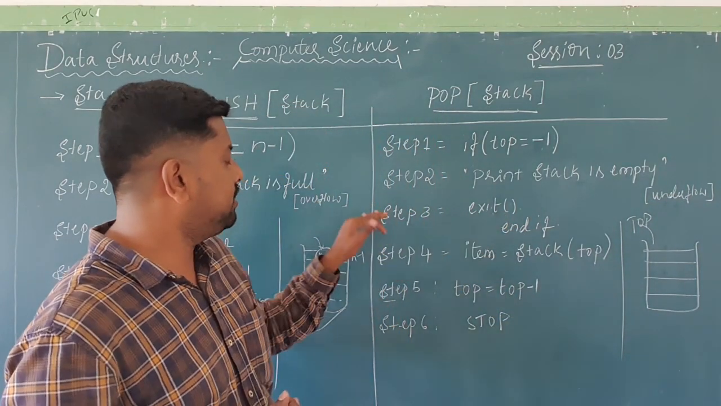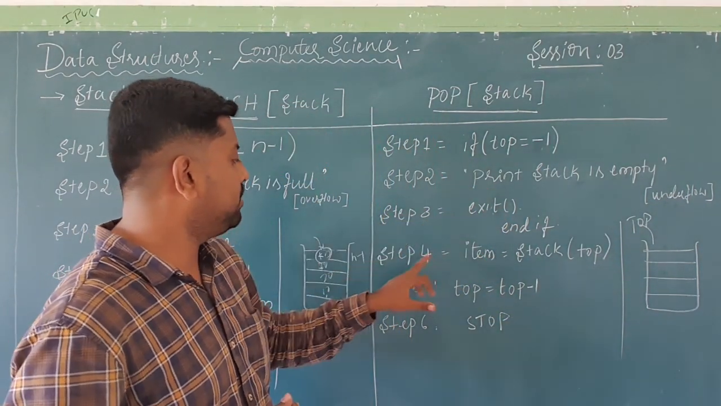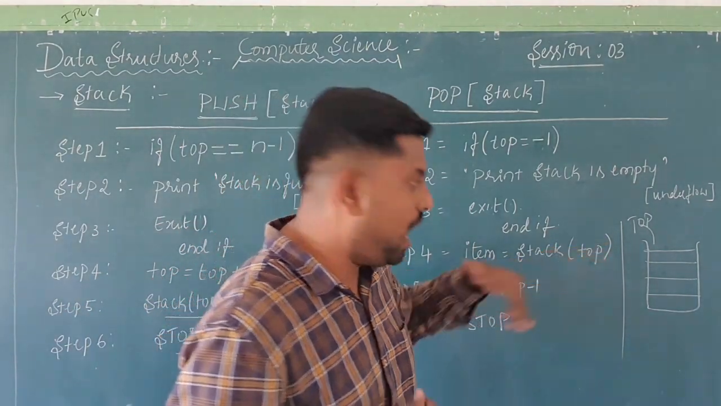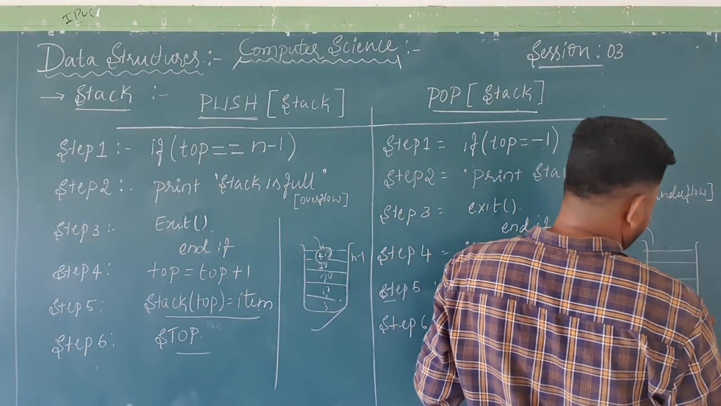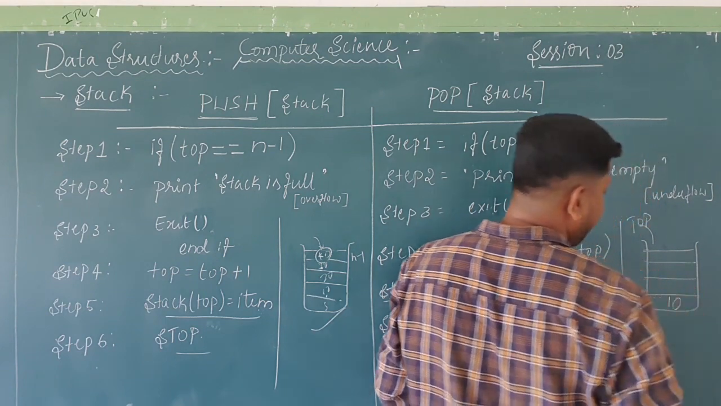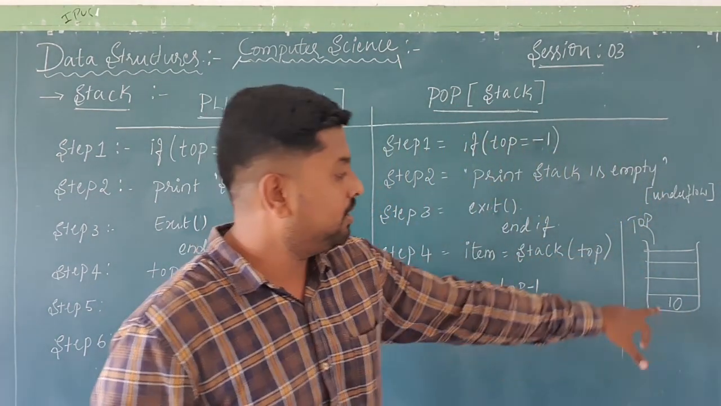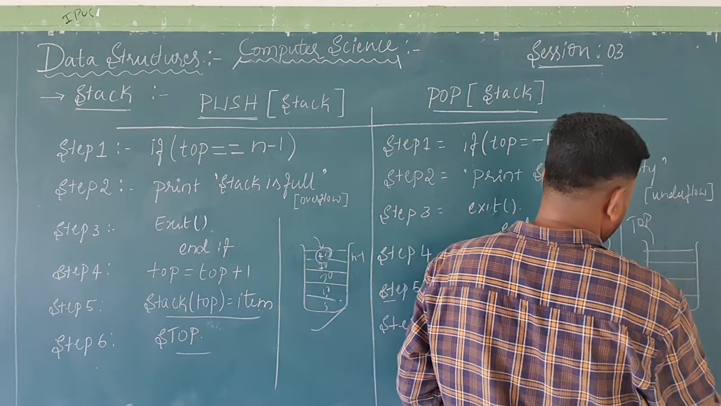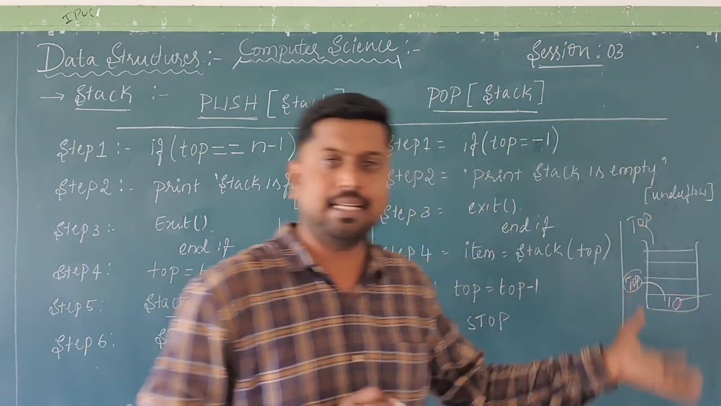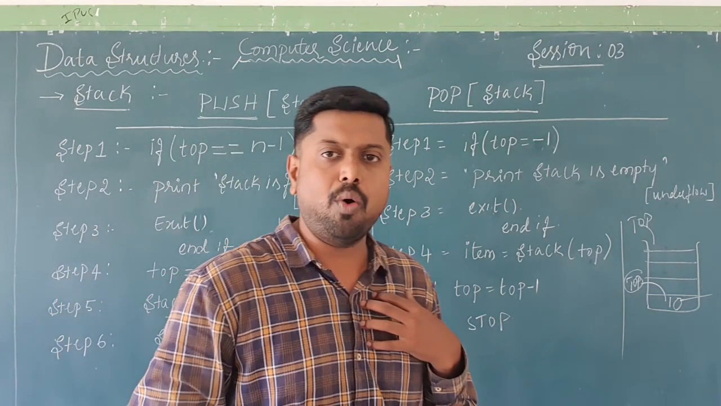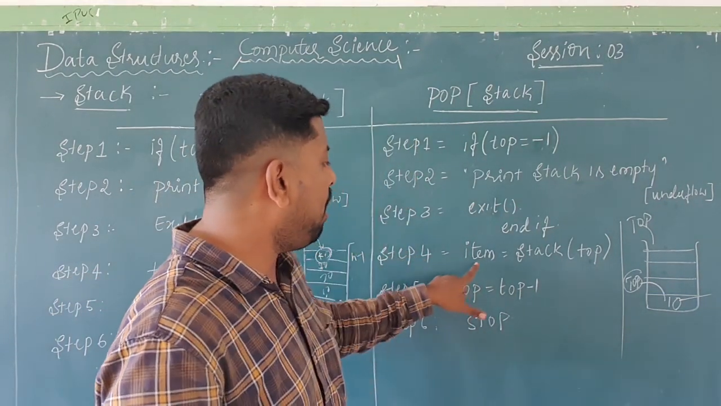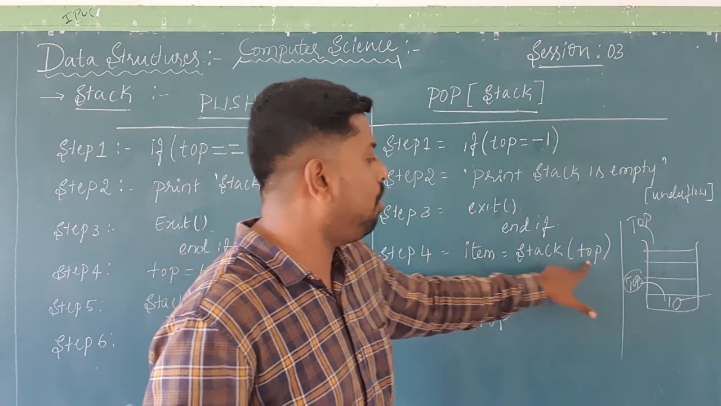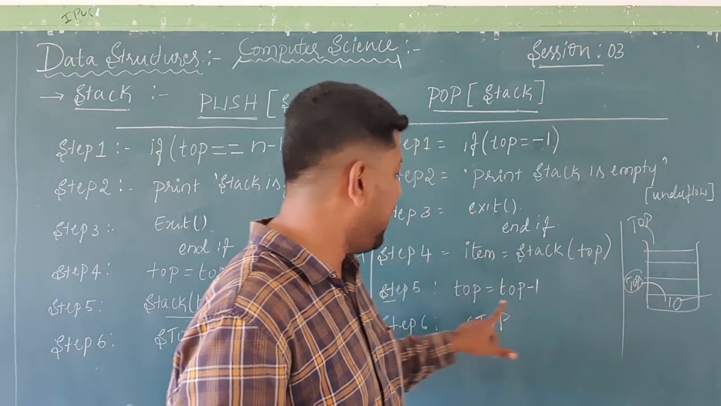Now, then exit, step 3, step 4, end if. Step 4, item is equal to stack of top. Now, if we have a chance to delete one element, that element is 10, and this end is what we call the top end, because only one element is present in the stack, and that element I now have a chance to delete. Item is 10 now, 10 is equal to stack of top. So that element I am selecting.